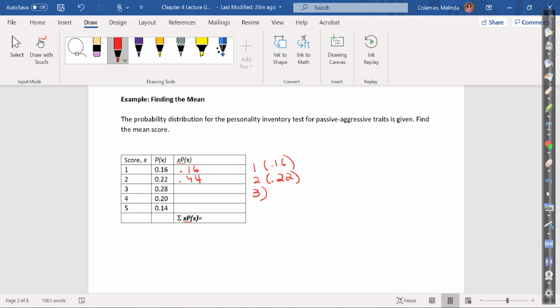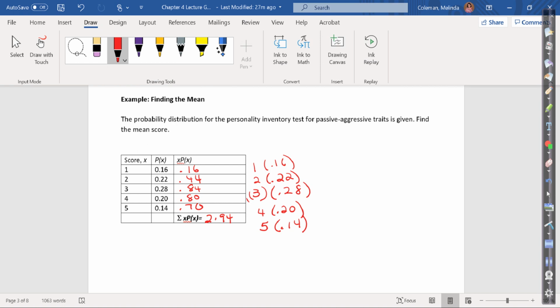3 times 0.28 is equal to 0.84. 4 times 0.20 is 0.80. And 5 times 0.14 is equal to 0.70. If I add all of these up, so I'm adding this column, I end up with 2.94.